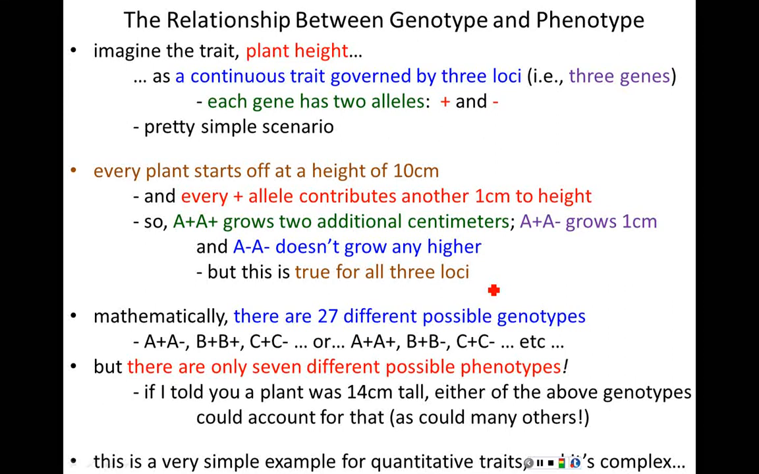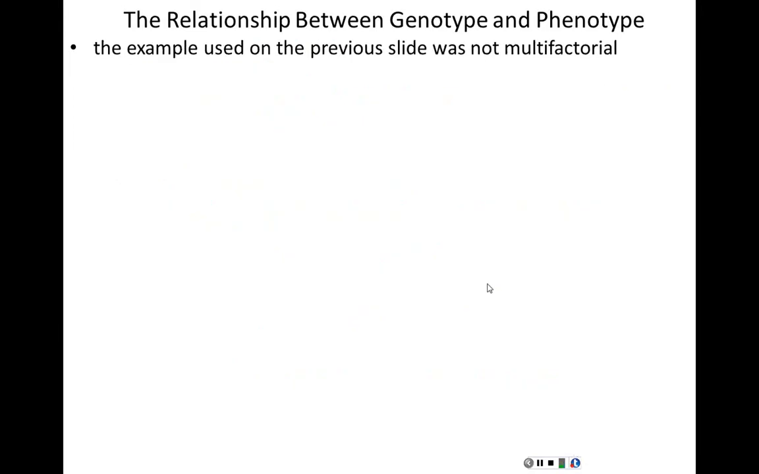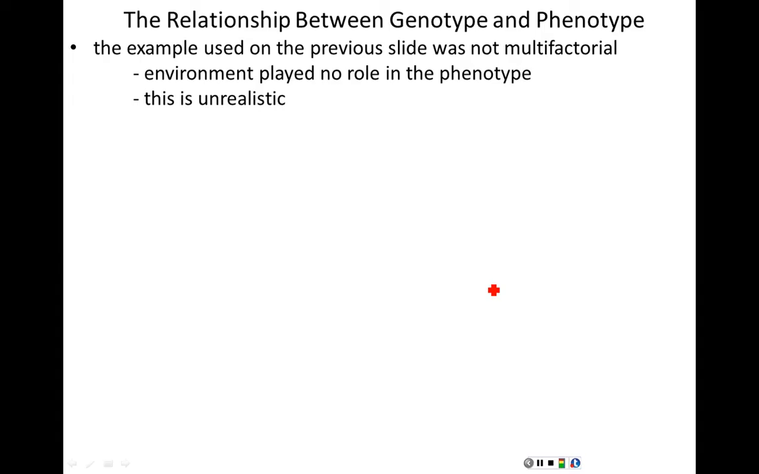Now again, this is a very, very simple example for quantitative traits, and this example is complex. If we start adding environmental components, if we start adding one set of alleles or one gene affecting another, things get infinitely more complex. So the example I just gave you was not multifactorial. In this case, the environment did not play a role. Environment played no role in that phenotype of plant height. It's quite unrealistic to think that.